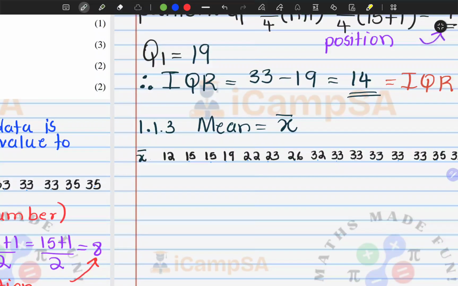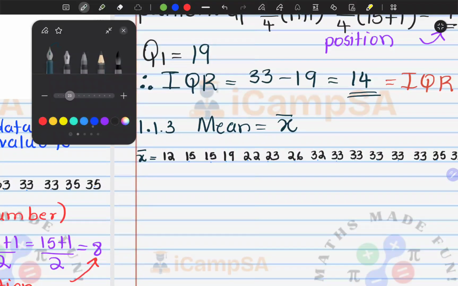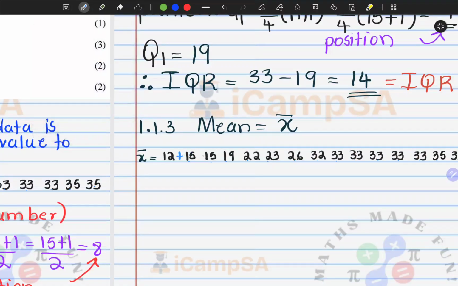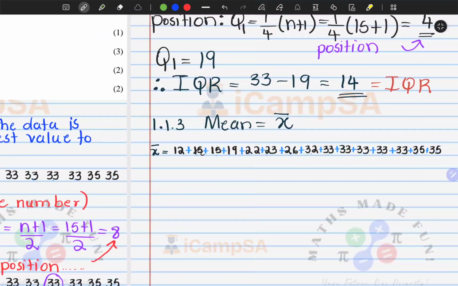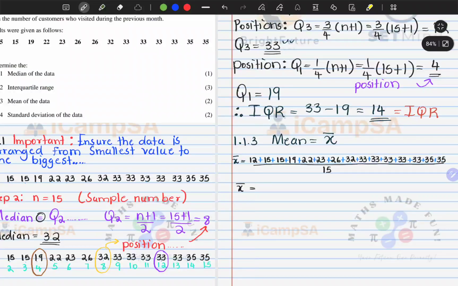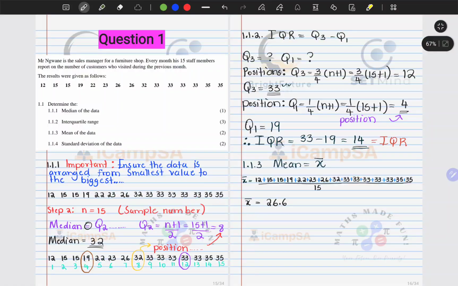So that mean is going to be, all we need to do is just sum this data. So you have a plus, a plus, a plus, plus. And then after doing our summation, we need to ensure that we divide by n, which is 15. So I'm going to go to my calculator and punch this as is. If you use your calculator carefully, you will see that the mean we end up getting is 26.6. That is what we end up finding as our mean.